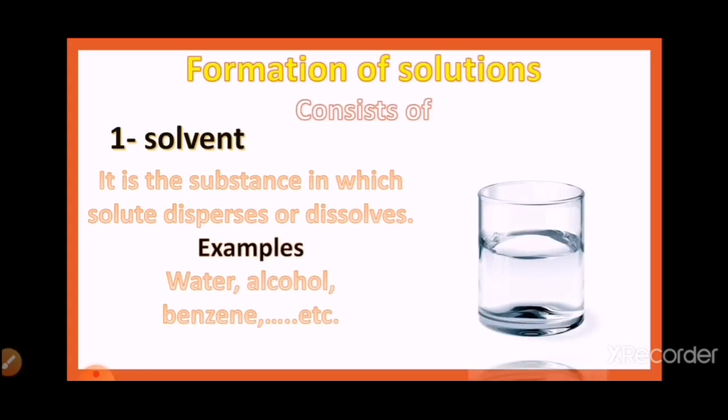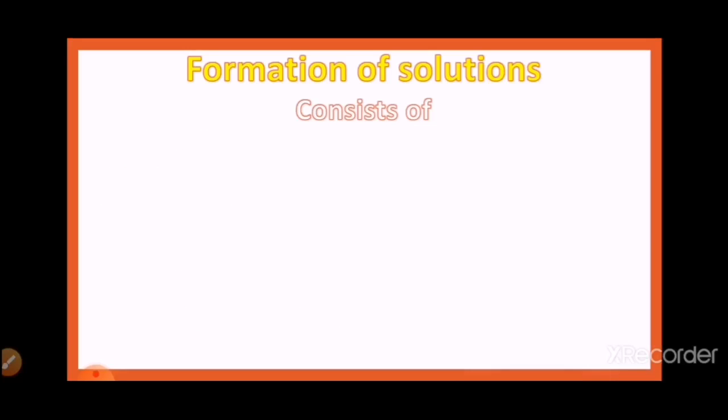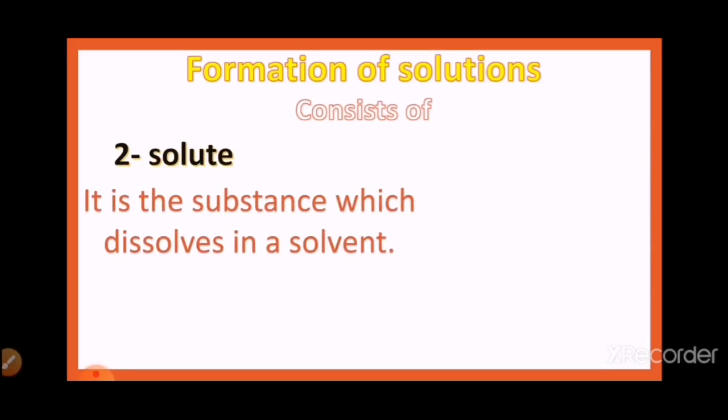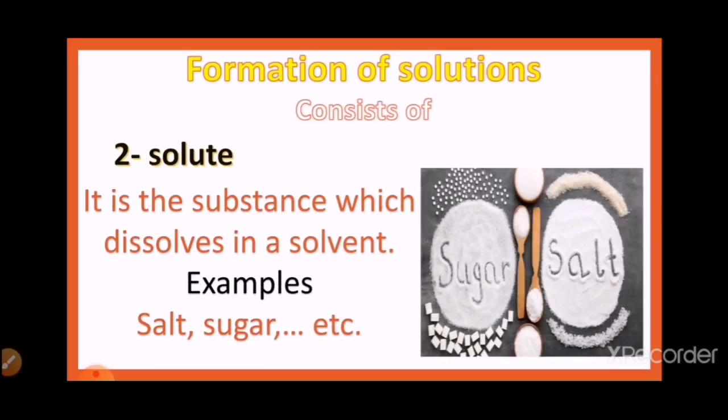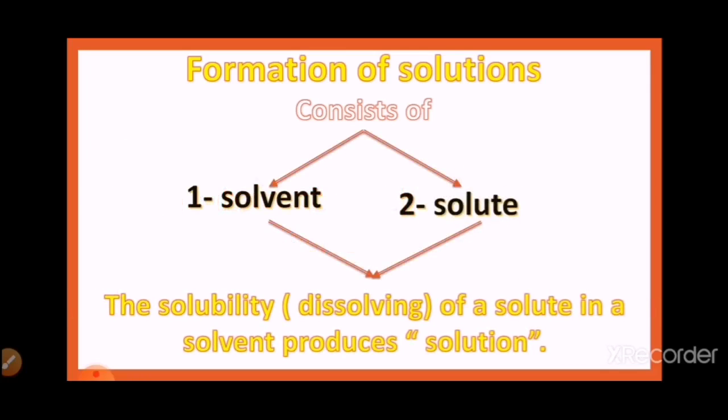For example, water, alcohol, benzene, and so on. Secondly, we'll talk about solute. What is a solute? It's a substance which dissolves in a solvent. For example, salt, sugar, and so on. So the solubility or dissolving of a solute in a solvent produces solution.